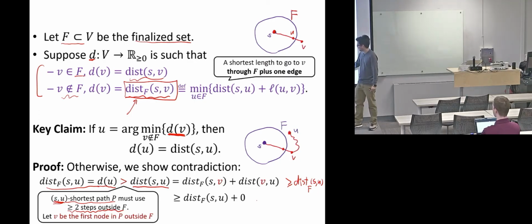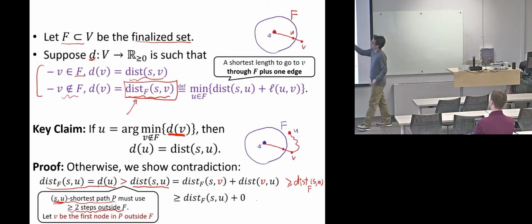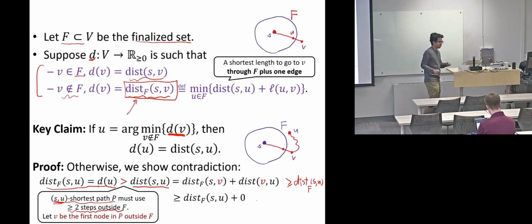How about this? Why is this at least 0? No negative edges. Yeah, there are no negative edges here. That's the point. We need to use this fact at some point, right? So we are done now. We get a contradiction. So among the ones that are not finalized, the minimum estimate actually has the real, correct estimate.